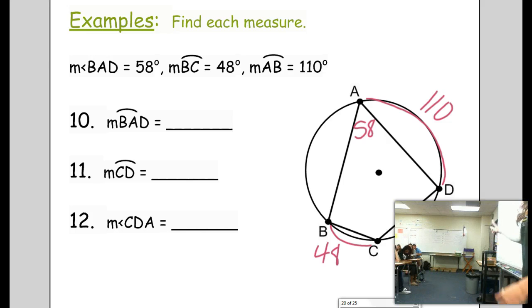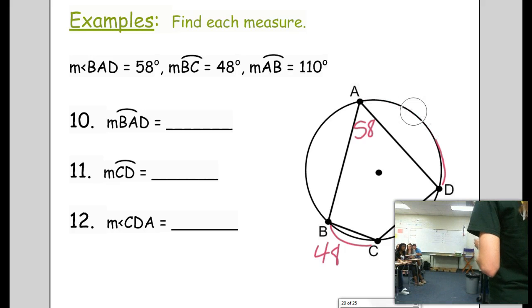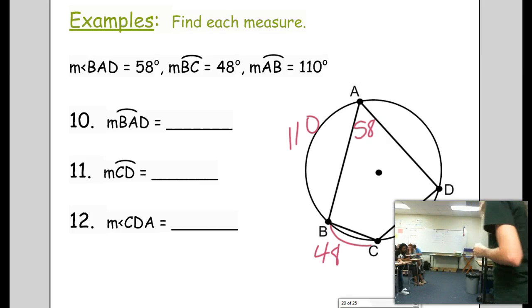Before we start answering these, let's just find as many things as we can find about this picture. Opposite angles are supplementary, so I want everyone to find the measure of angle C. Go. Find it. 180 minus 58 is 122. Wait, AB, it says it's 110, not 80. Good catch. 180 minus 58 is 122. What's the measure of angle D?